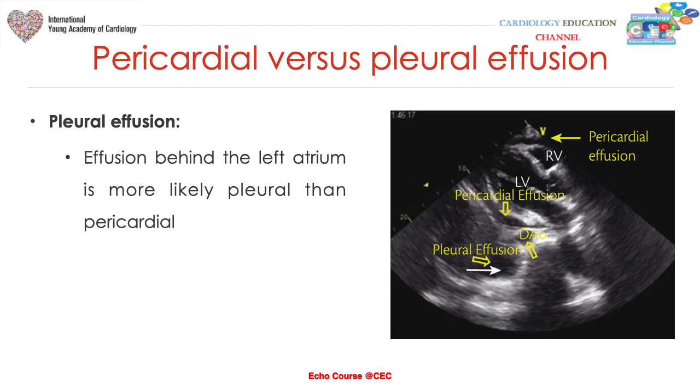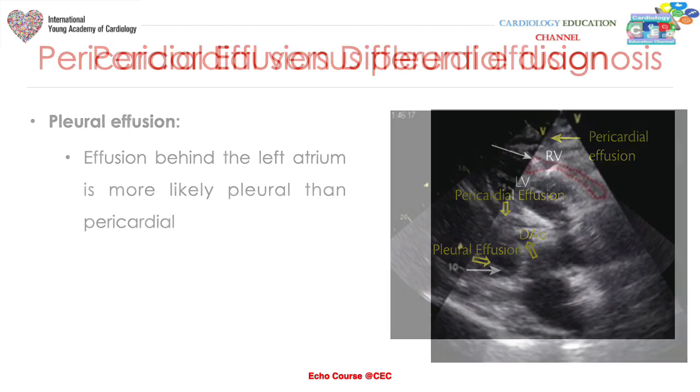Also, another way for the differentiation is that an effusion that is behind the left atrium is more likely to be pleural than a pericardial effusion.